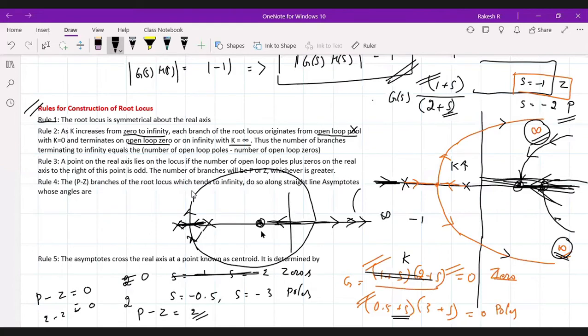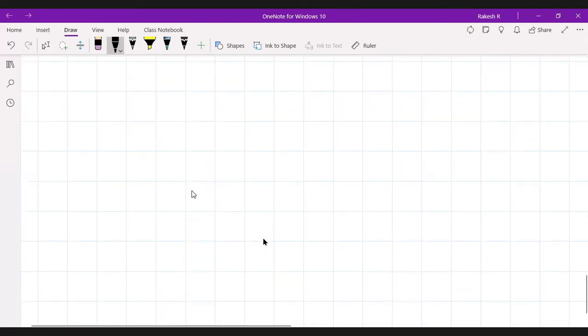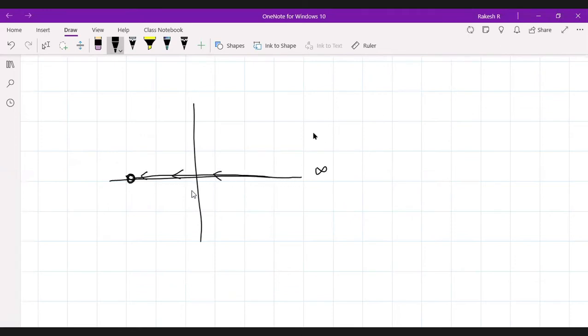Right, I'll take one more example. I'll write it below itself so it will be easy. Let us say we have only 1 zero here. When we have only 1 zero here, what happens? We don't have any poles. So the root will be starting from infinity and terminating here like this. So what we have when I take p minus z, p is 0, z is what?